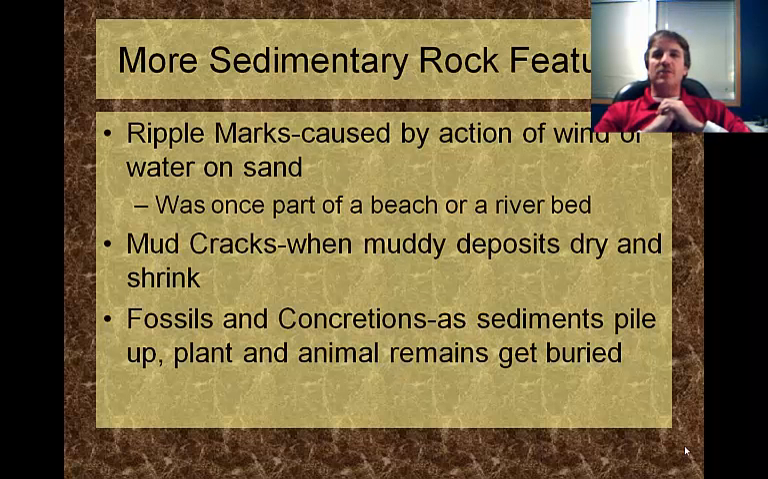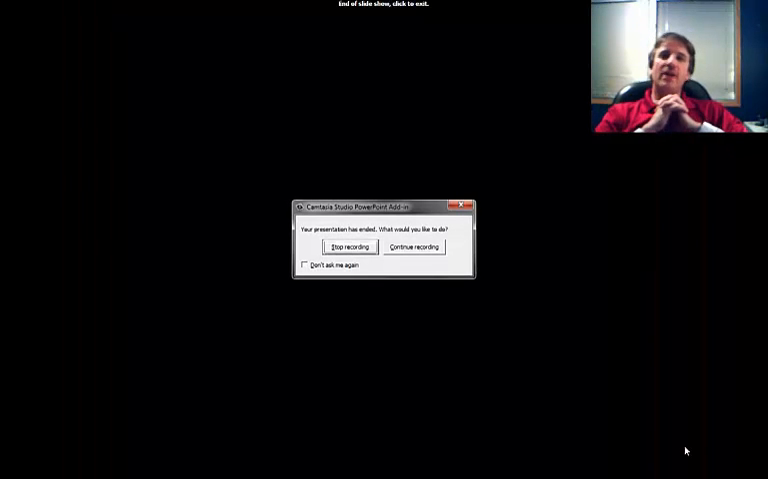Ripple marks are caused by the action of wind or water on sand. Obviously, it was once part of a beach or a riverbed. You have a very nice picture of ripple marks and mud cracks in your book. Fossils and concretions: as sediments pile up, plants and animals' remains get buried and stuck below, so we get to see what they looked like. And that would be the end of our slides. Hope you enjoyed it.